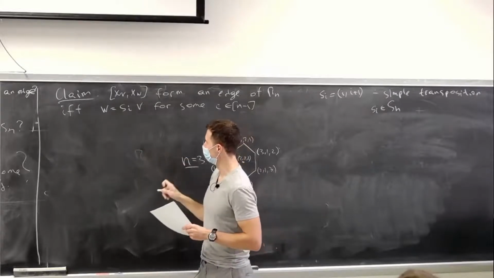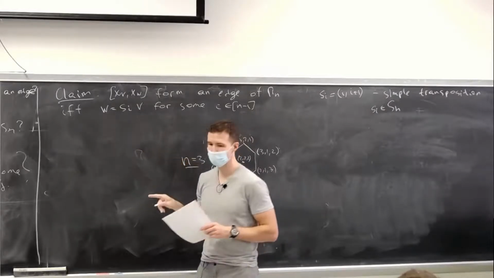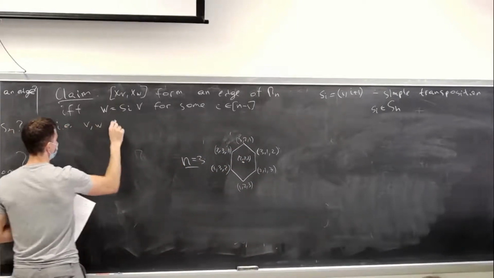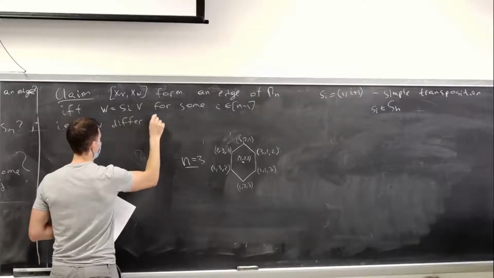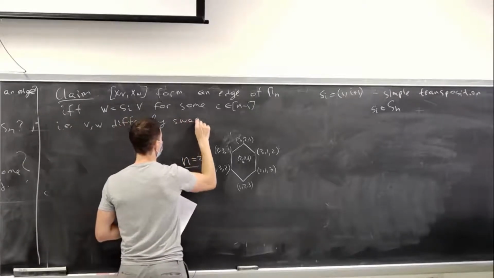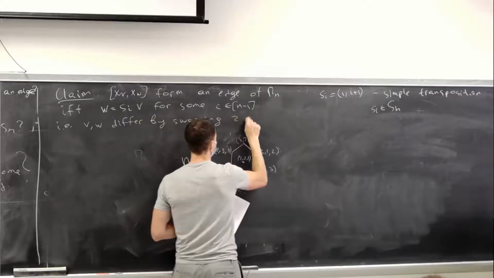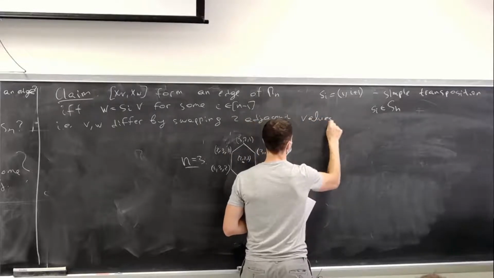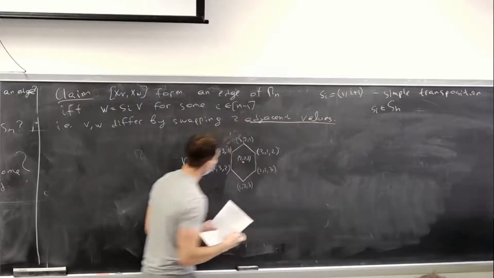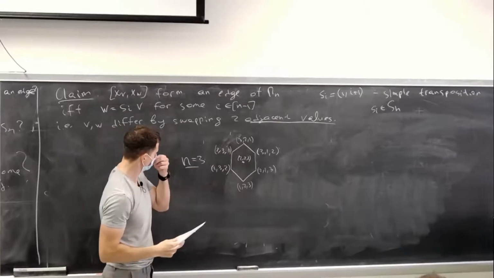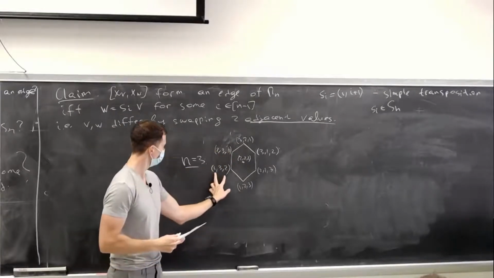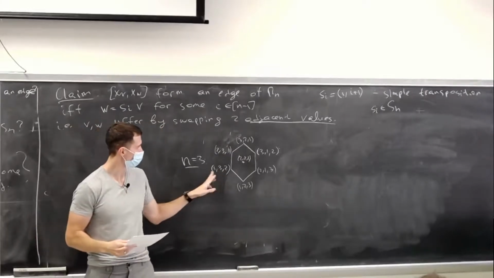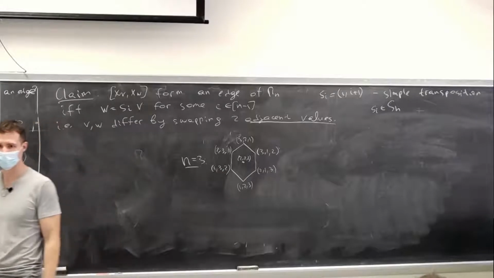So when I multiply on the left, it means that my two permutations, v and w, differ by swapping two adjacent values. Like in this picture here, these two form an edge because I swap 1 and 2, even though 1 and 2 are not placed directly next to each other.